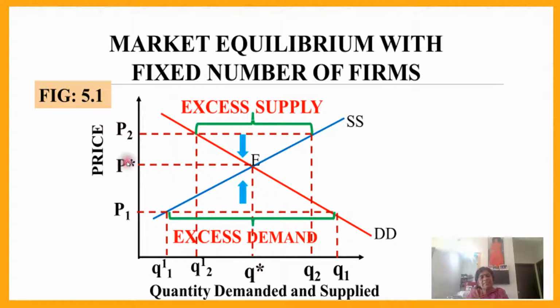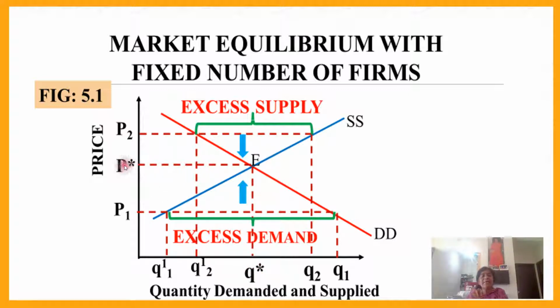We have already seen the situation of excess demand, where the price is less than the equilibrium price. Here is the P1 price. This is P star, the equilibrium price, because the demand curve DD and supply curve SS intersect at the point E. Therefore, this is the equilibrium point. The price corresponding to the equilibrium point is called the equilibrium price, and the quantity corresponding to it is called the equilibrium quantity.